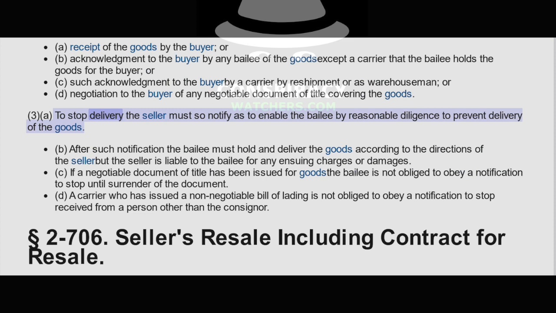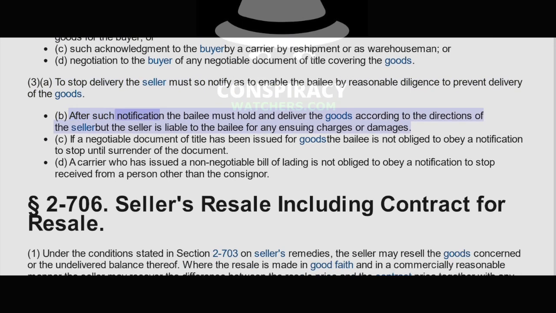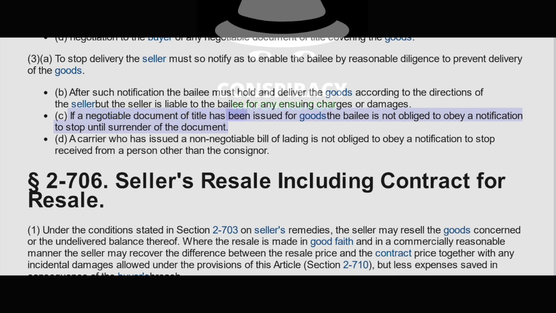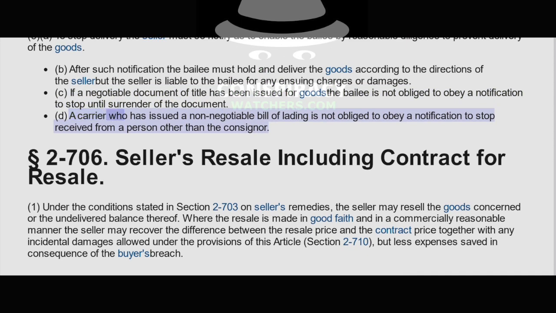To stop delivery, the seller must so notify as to enable the bailee by reasonable diligence to prevent delivery of the goods. After such notification, the bailee must hold and deliver the goods according to the directions of the seller, but the seller is liable to the bailee for any ensuing charges or damages. If a negotiable document of title has been issued for goods, the bailee is not obliged to obey a notification to stop until surrender of the document. A carrier who has issued a non-negotiable bill of lading is not obliged to obey a notification to stop received from a person other than the consignor.